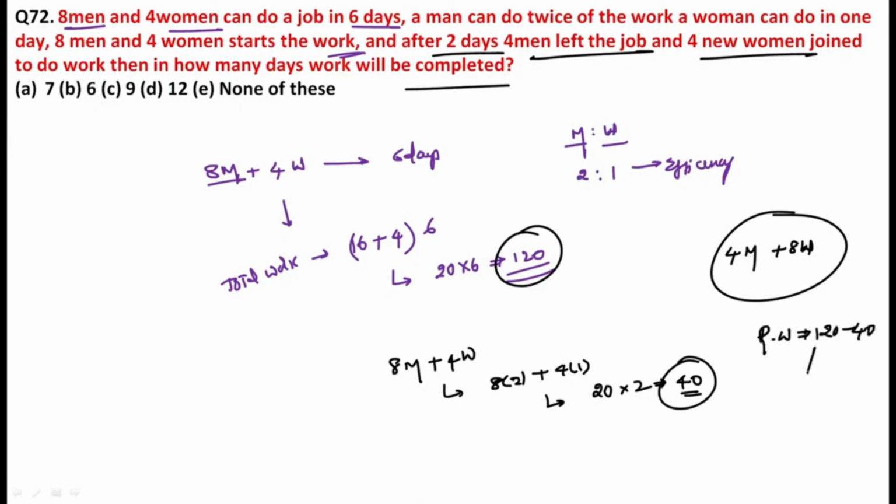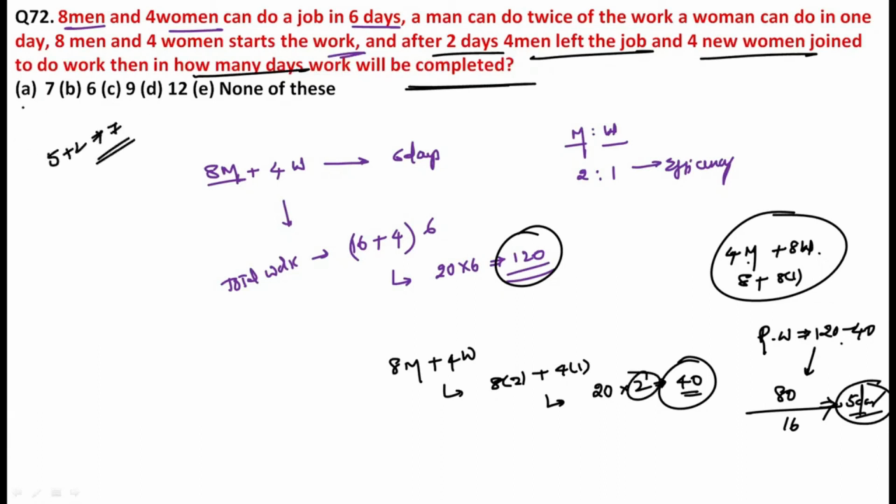Now, what is the remaining work here? 120 minus 40 is equal to 80, and this 80 is done by 4 men and 8 women in how many days? 4 into the men's efficiency of 2, 4 twos are 8, and women's efficiency is 1, so the total value is 16. The remaining work takes only 5 days. The question is how many days the work will take to complete. The remaining work is completed in 5 days, and initially they worked for 2 days. The total number of days is 5 plus 2, equal to 7.